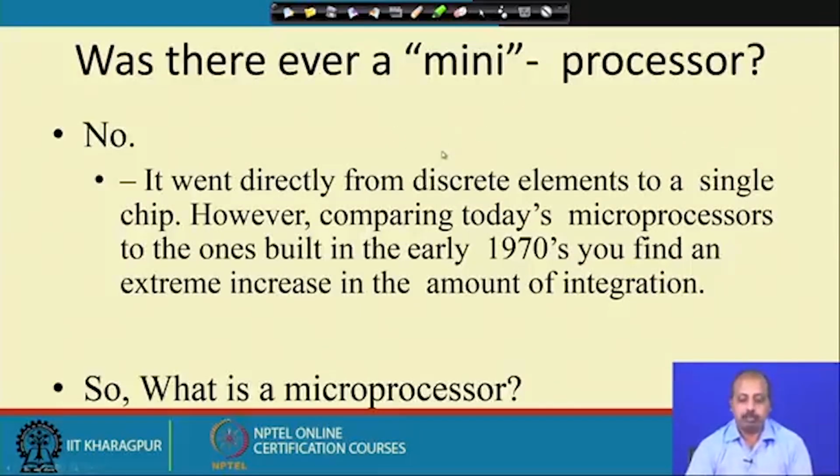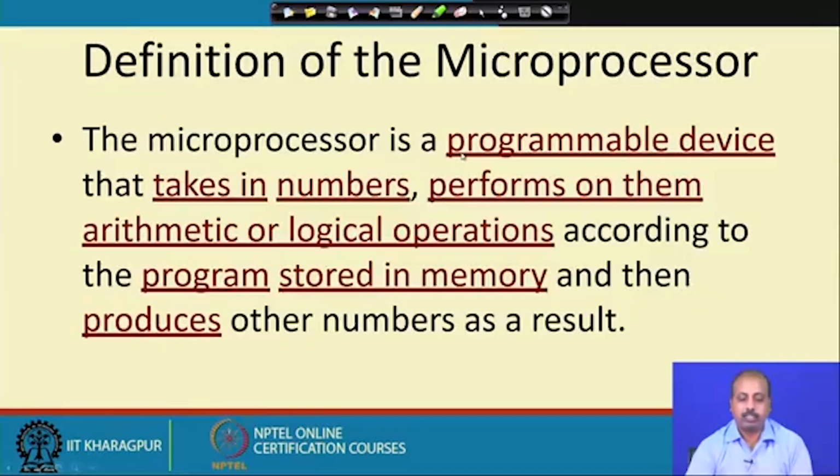So, what is a microprocessor? If you are defining it to a layman, you can say that it is a programmable device that takes in numbers, performs arithmetic and logical operations on them according to the program stored in the memory, and then produces other numbers as a result. This is the overall operation of the microprocessor without going into the design part of it.